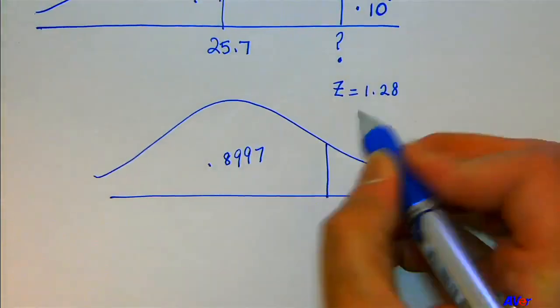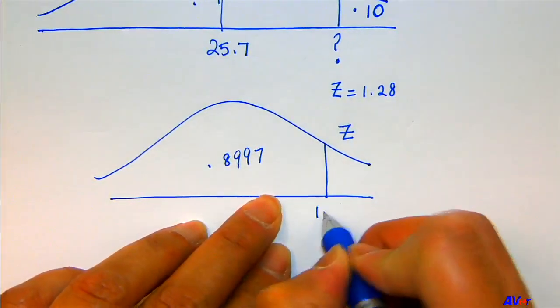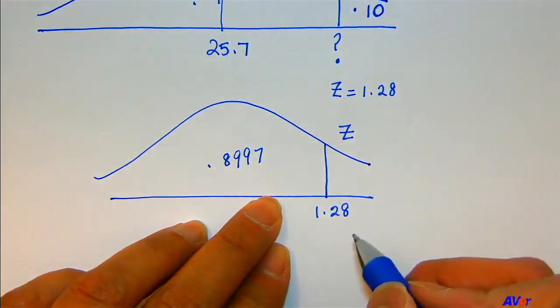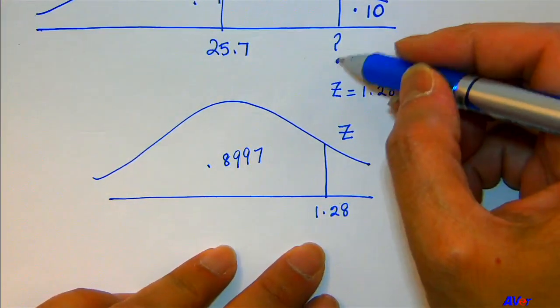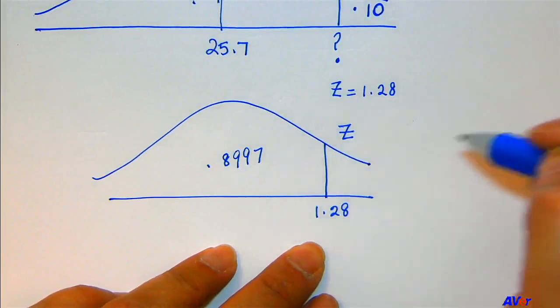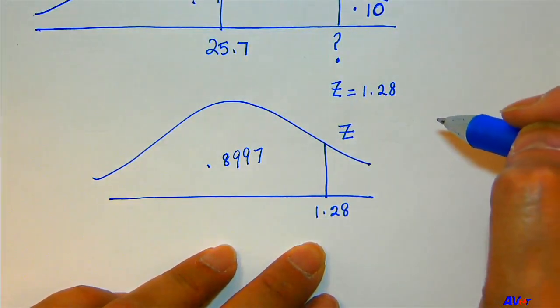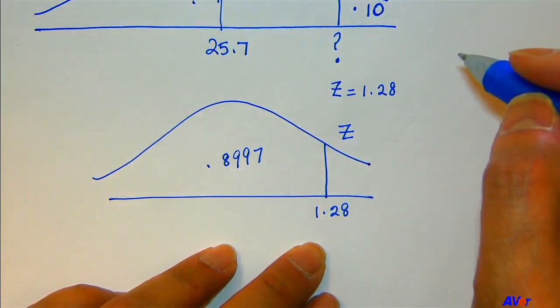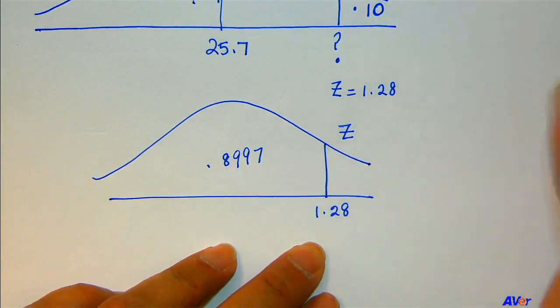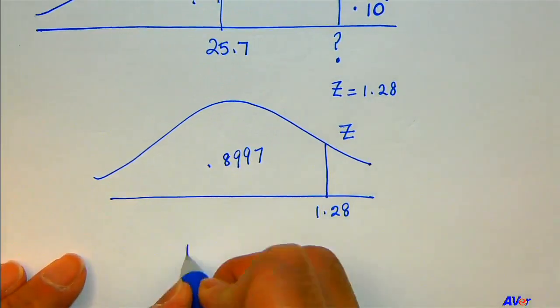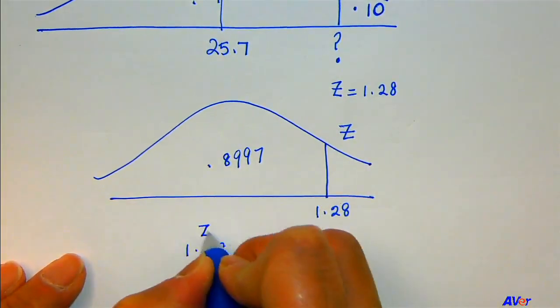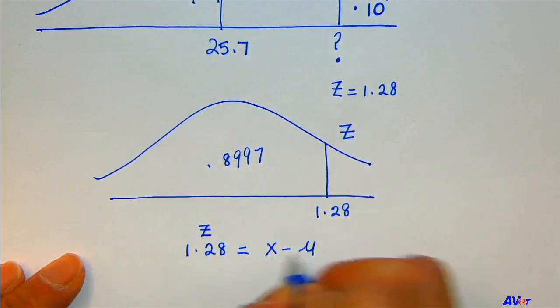0.8997. This is a Z curve, 1.28. And what is the X that corresponds to that Z? You see where I'm going with this? The curve gives me the Z value, but I want the X value for some strange curve with a strange mean of 25.7, right? So 1.28, that's the Z, equals X minus mu over sigma.